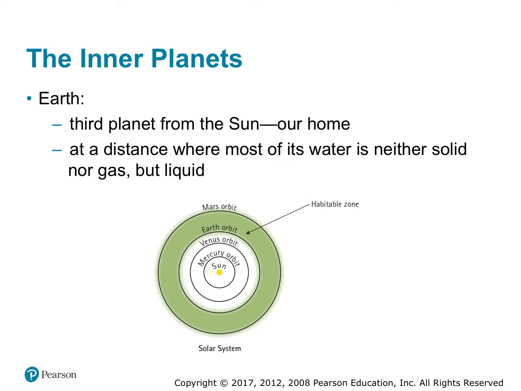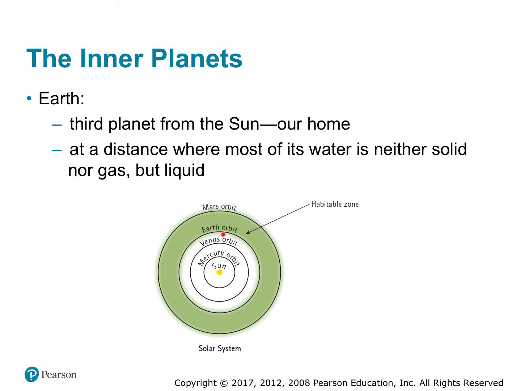Now, the Earth is, of course, the third planet from the Sun. It's our home. And it's at a distance where most of its water is neither solid nor gas, but liquid. It's in what's called the habitable zone. And you can see that the Earth is just inside the habitable zone.